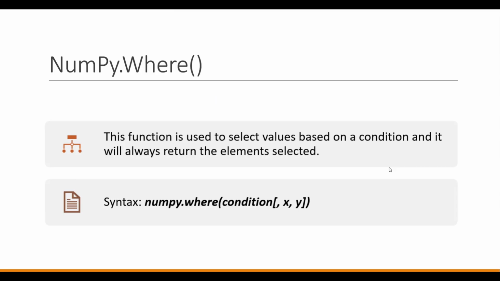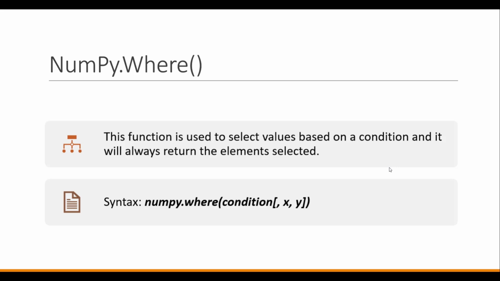So our next function is numpy.where function. Basically, this function is used to select values based on a condition, and it always returns the element selected from input array 1 or input array 2. It depends on a condition. So while using this function, we can easily construct an input array that only has zeros, and the length of this new array will give the count of zero values.